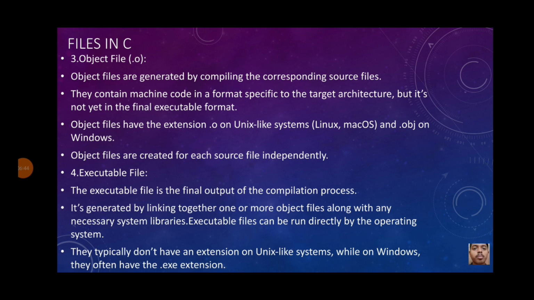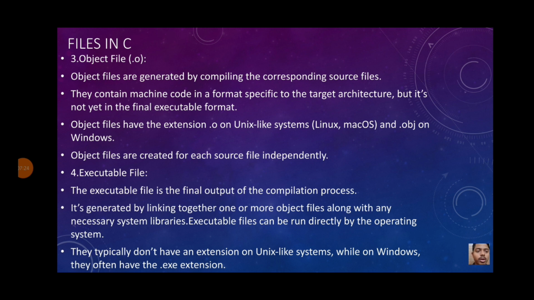Third one, object file. Object files are generated by compiling the corresponding source files. They contain machine code in a format specific to the target architecture, but it's not yet in the final executable format. Object files have the extension .o on Unix-like systems, Linux, Mac OS, and .obj on Windows. Object files are created for each source file independently.